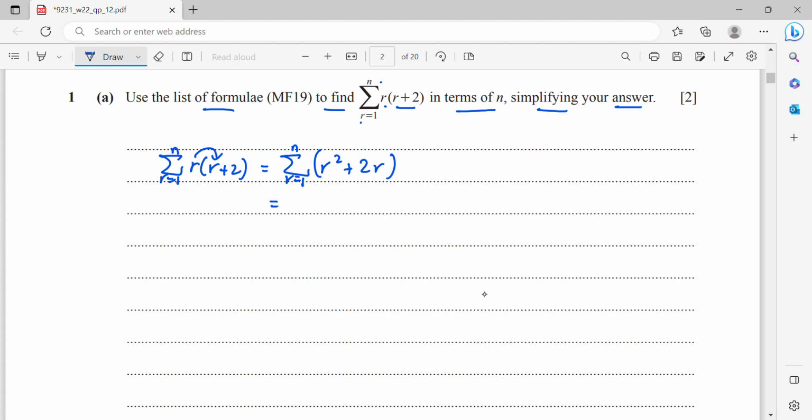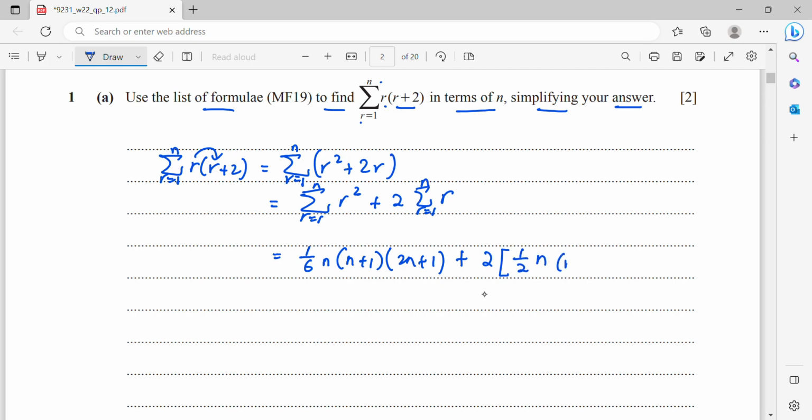From here, we can split it into two summations: the summation of r squared, r from 1 until n, and the other one is 2 times the summation of r from 1 until n. According to the list of formulae, the first summation formula is 1/6 n(n + 1)(2n + 1), and for the second formula, the summation of r is 1/2 n(n + 1).